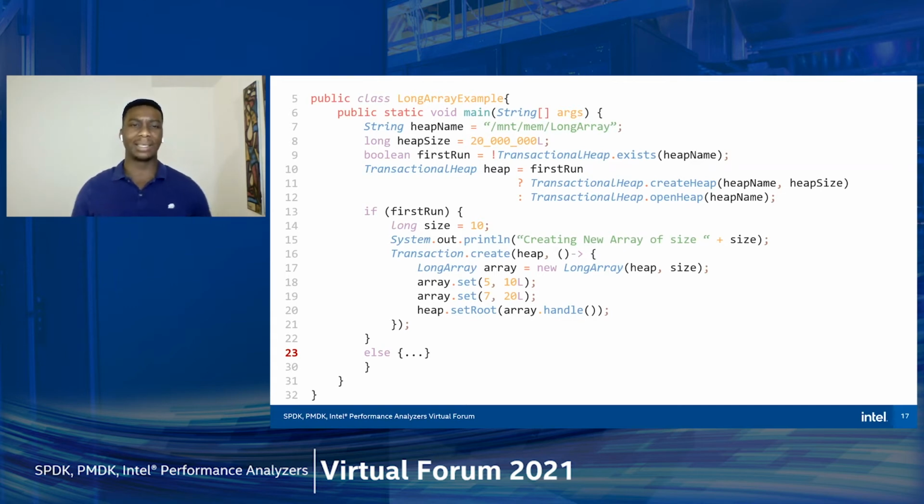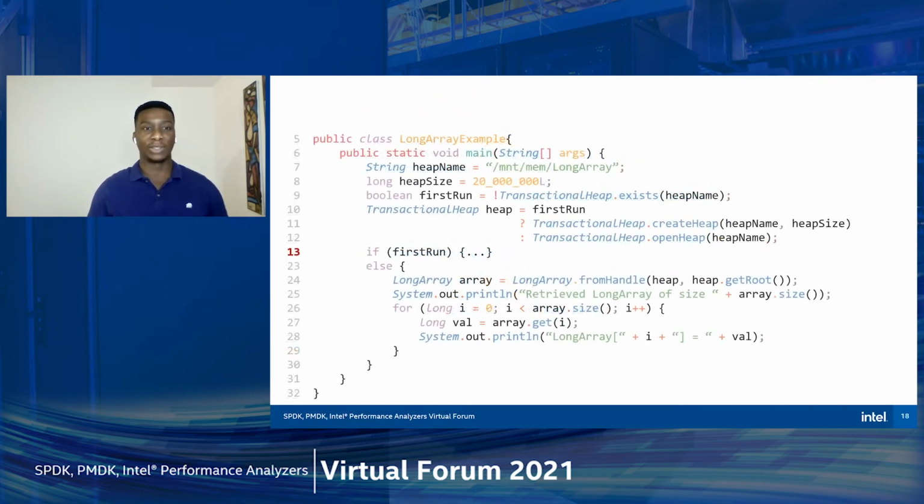Now, line 20 introduces a new concept, which is called the root. A root is a fixed location in the heap where you can store any long value. Typically, you would store the handle of a memory block so that you can re-access it later on. The reason for the root is for bootstrapping your application. In this case, we're going to store the handle of our array in the root location so that in a subsequent run, we'll be able to re-access that array. And we'll see that from line 23.